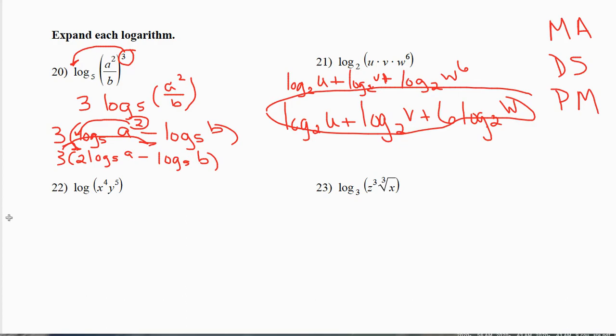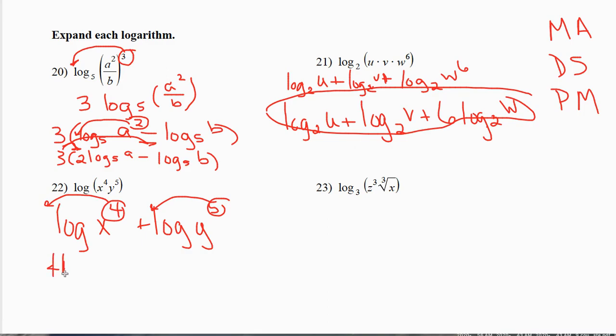So again, this is multiplying. So we add. So this one becomes the log of x to the 4th plus the log of y to the 5th. The exponent then comes out front. So we have 4 log of x plus 5 log of y.